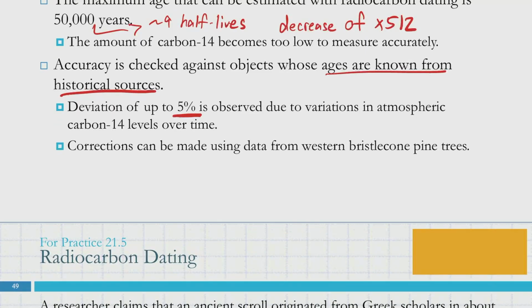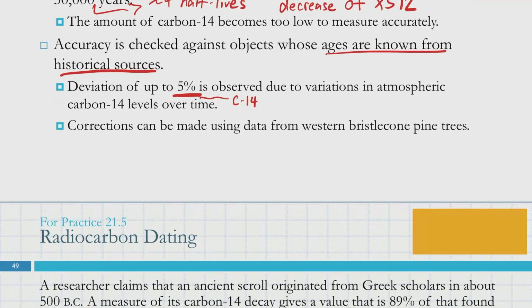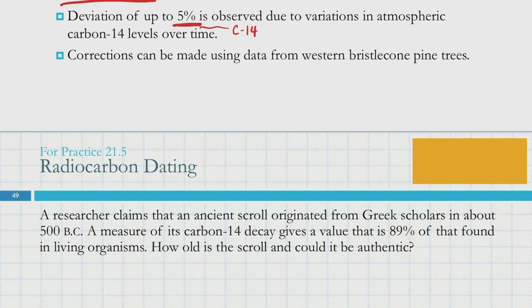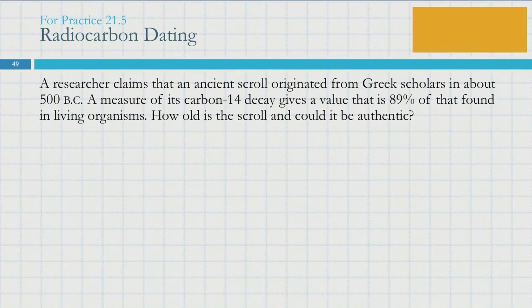So there's a deviation of like 5% in the carbon-14 levels, right? So there's a little bit of plus or minus. It's not completely exact, but you can make corrections using data from bristlecone pine trees or other old things that we can check the age of.